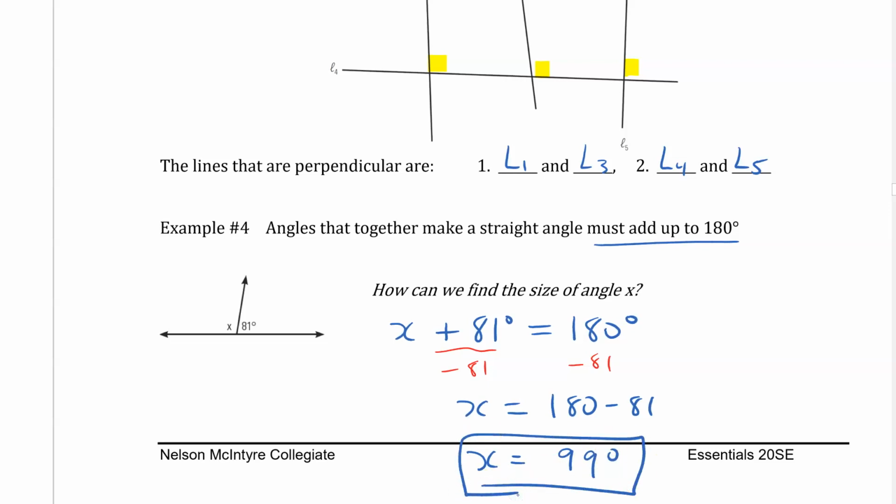Okay, so that's the way I go, because I love using algebra. You might just say, hey, if they have to add up to 180 degrees, I'm going to subtract 81. You can just go straight to this. If two of them have to add up to 180, then X is going to have to be 81 less than 180, and you could subtract it. So either way, you're going to get your answer of 99 degrees.